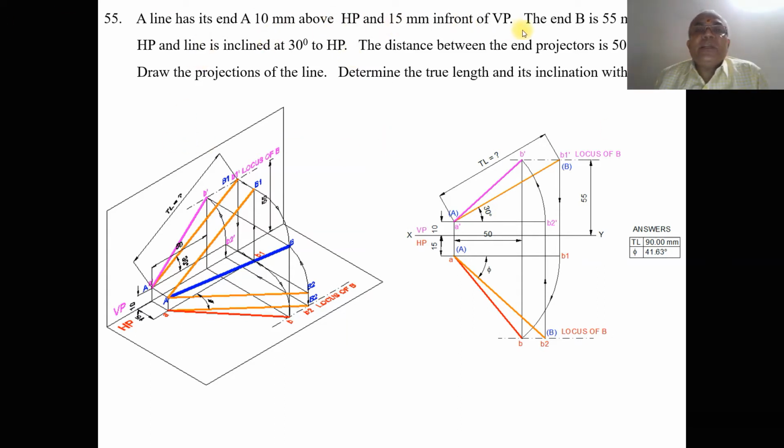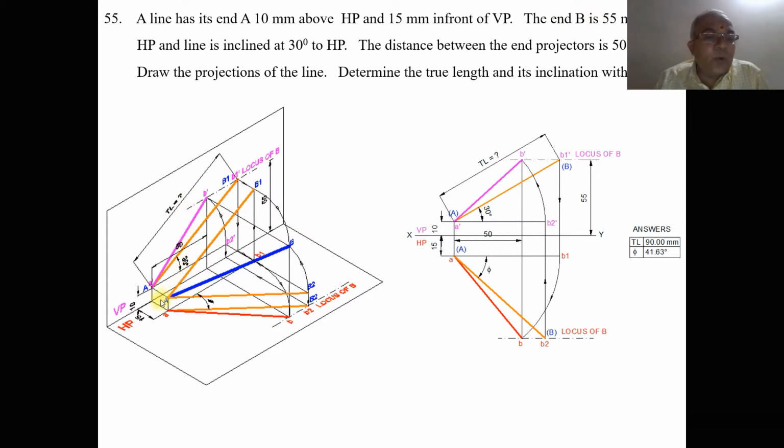End A is 10 mm above HP and 15 mm in front of VP. When you look from the front view, I can see the distance of end A, which is 10 mm above HP. When it is projected onto the vertical plane, we get small a dash and capital A here. So that distance is end A, 10 mm above HP.